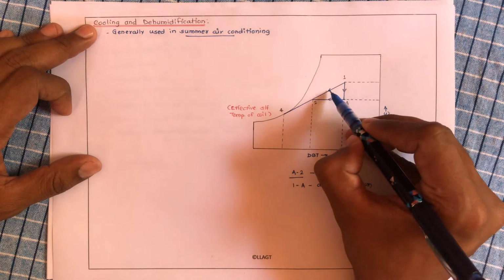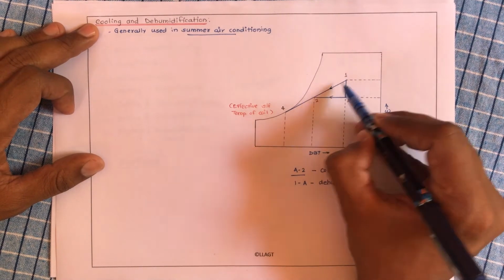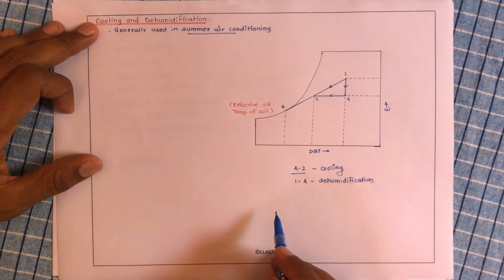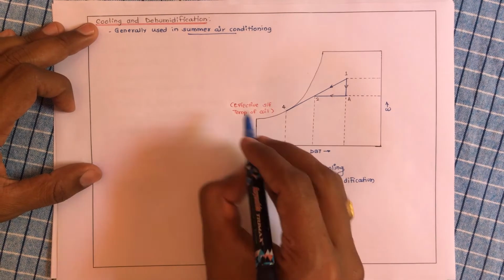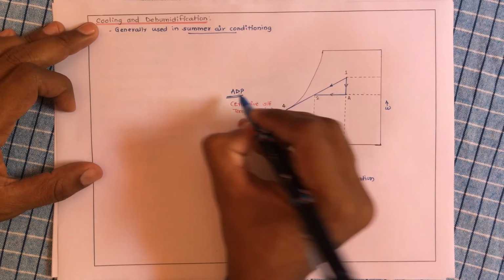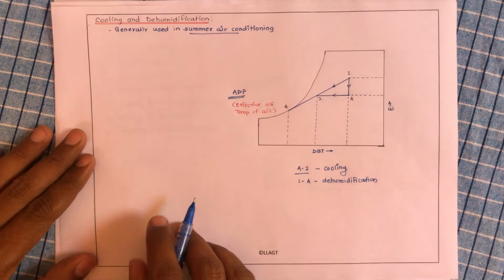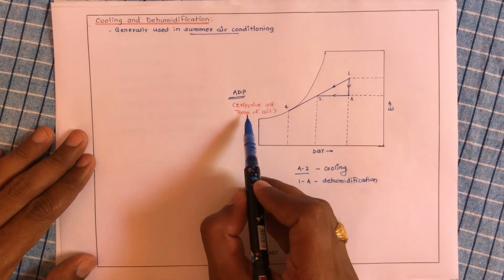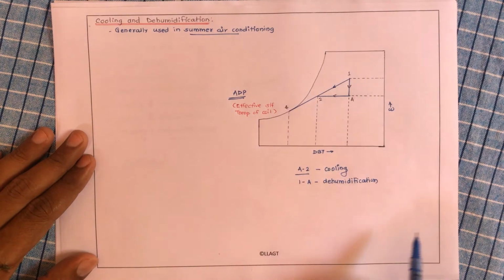But unfortunately, instead of getting this 1 to 2, I am getting process 1 to 4. There comes a term called the apparatus dew point temperature, which we are going to study later on, or that is also called the effective surface temperature of the coil.